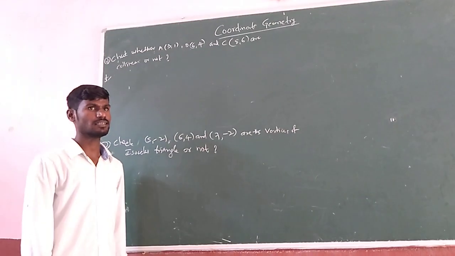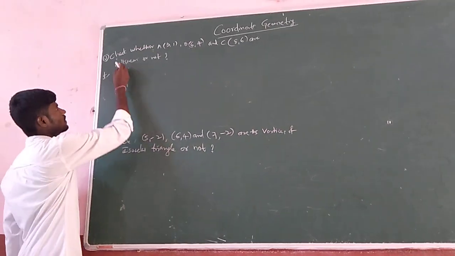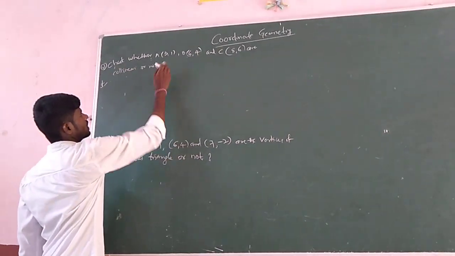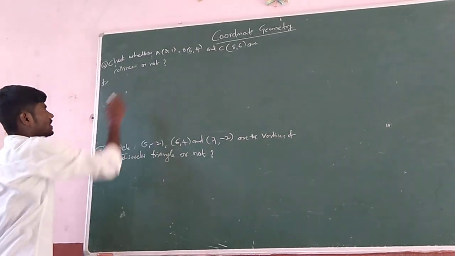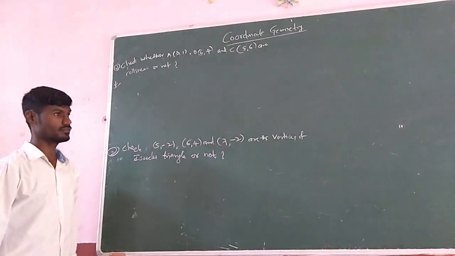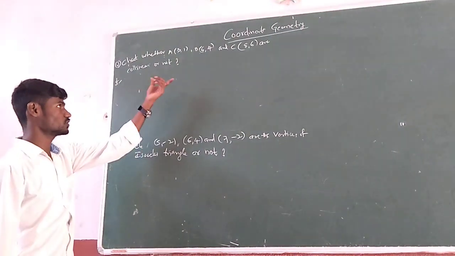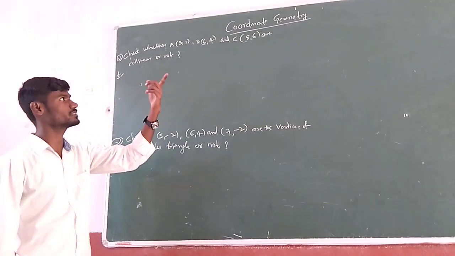Okay students, let us solve some problems on the distance topic. Consider the first problem: check whether A(3, 1), B(6, 4) and C(8, 6) are collinear or not. Just now we discussed this. If the points are collinear, the sum of any two distances should be equal to the third one.